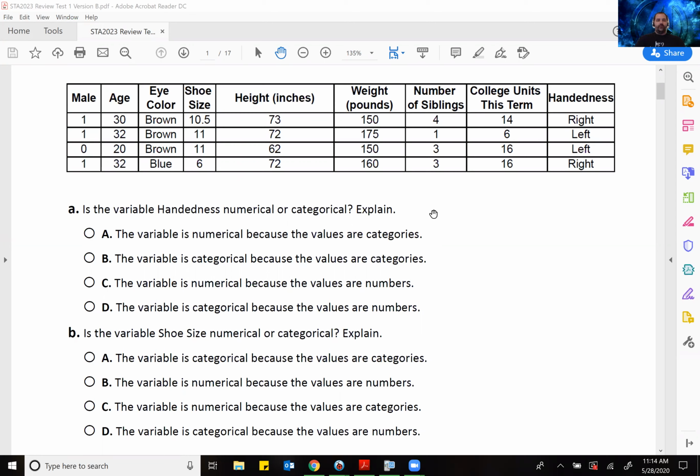So you guys said that this is categorical. That narrows it down to 2 answers, B and D. When you read this, it says it's categorical because the values are numbers, or it's categorical because the values are categories. Which one is it? B. You got it, because these are categories. Either you're right-handed or you're left-handed, one or the other. You're not both.